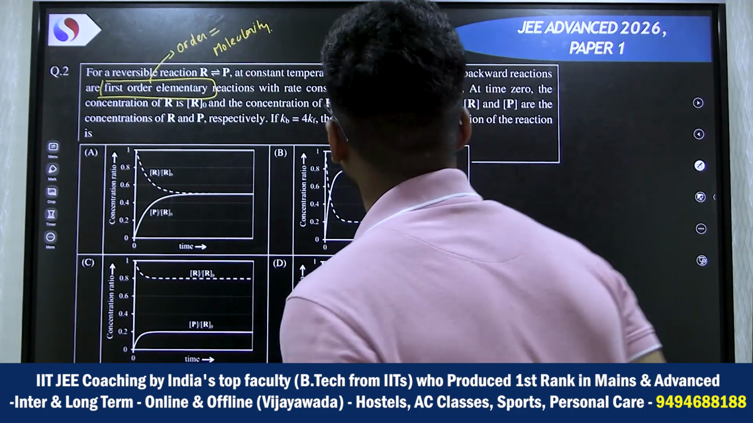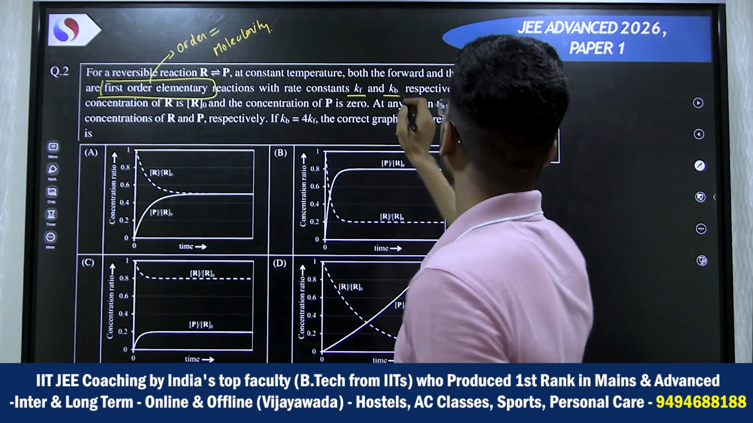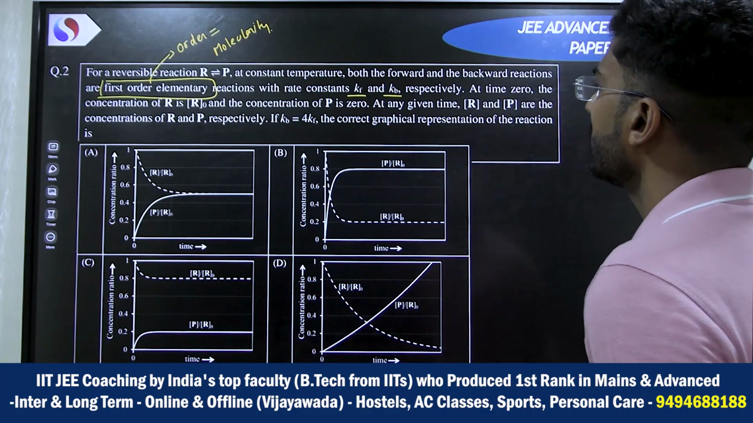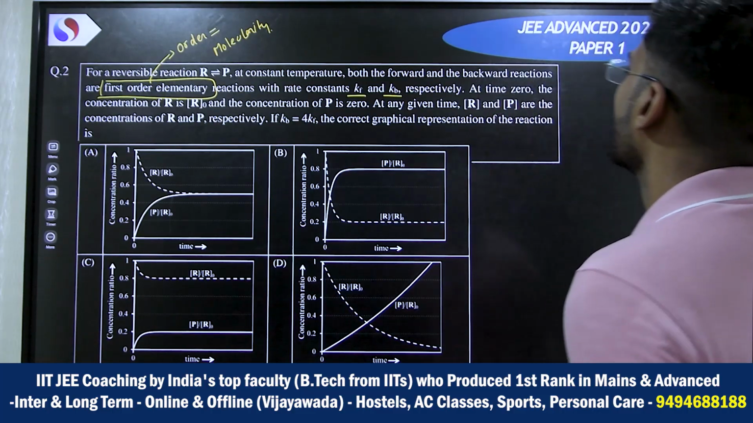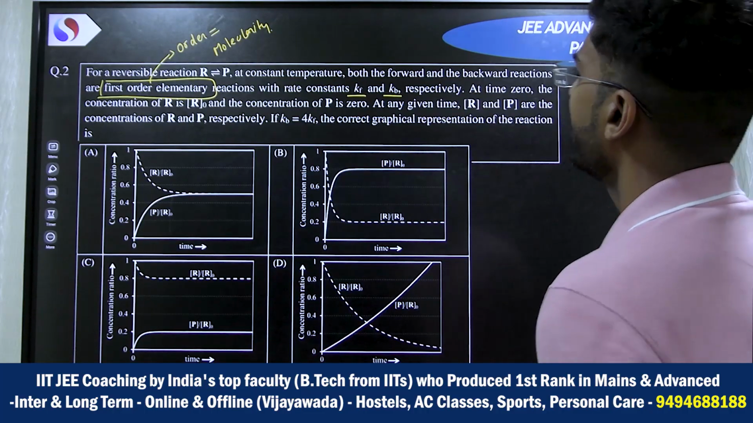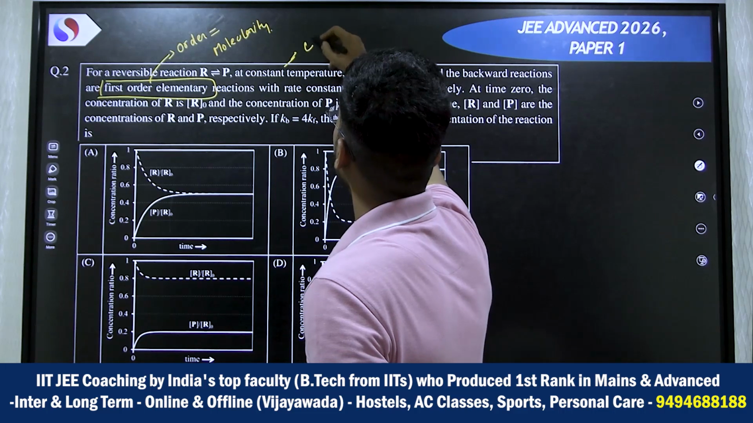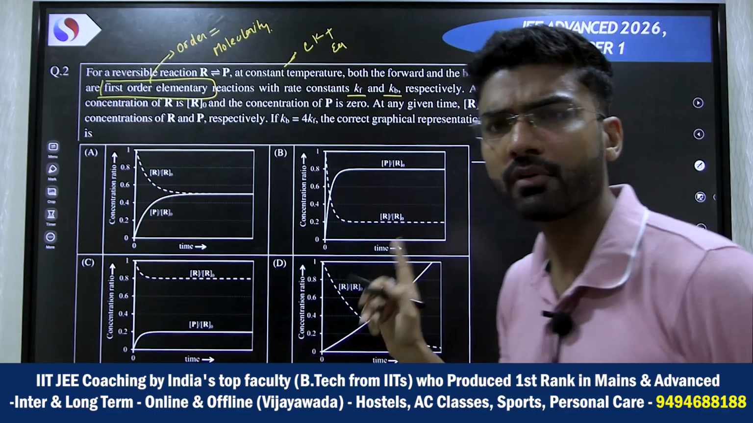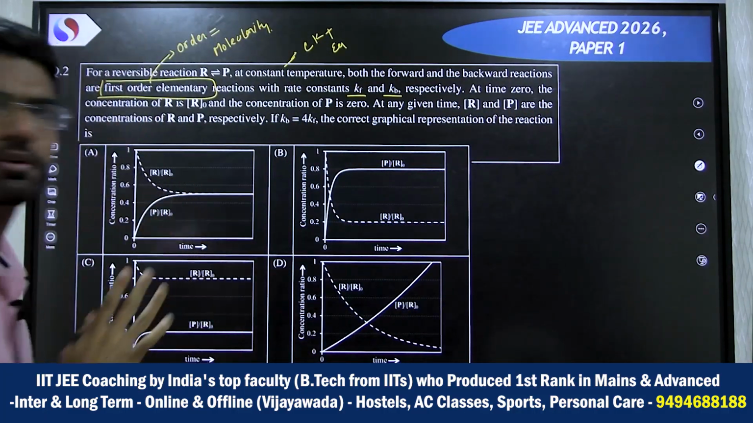The rate constants are given, Kf and Kb. At time 0, the concentration of R is equal to R naught and the concentration of P is equal to 0. At any given time, R and P are the concentrations of R and P respectively. So this is the combined concept of chemical kinetics plus equilibrium. Again, if you understand the concept, within 30 seconds you can answer the question.